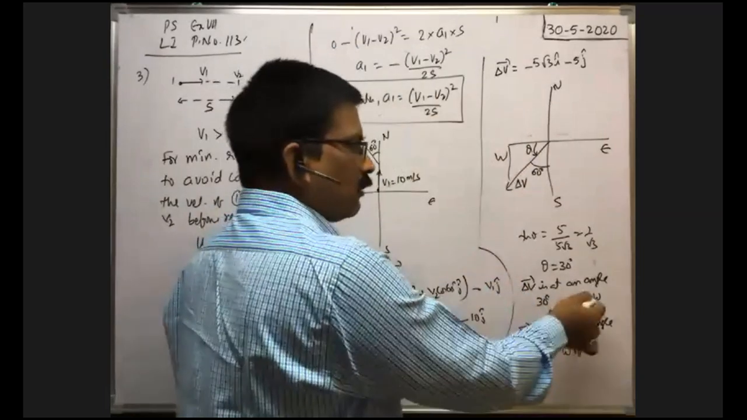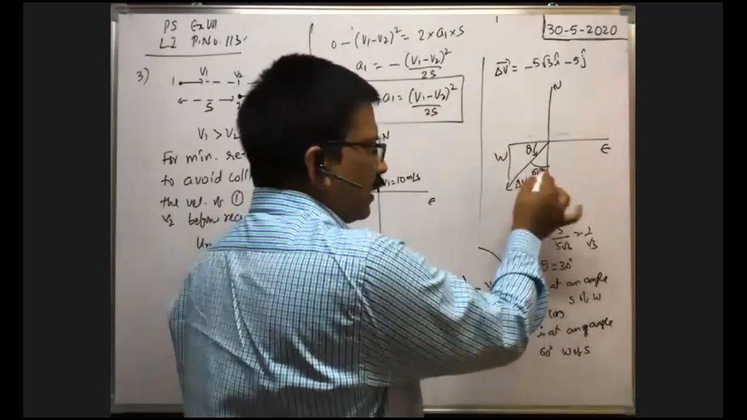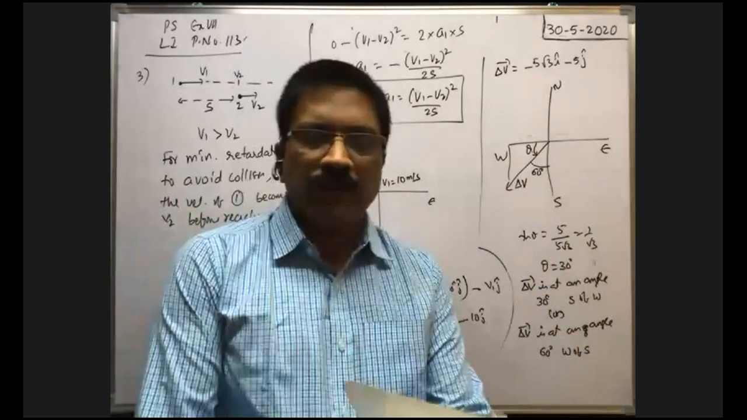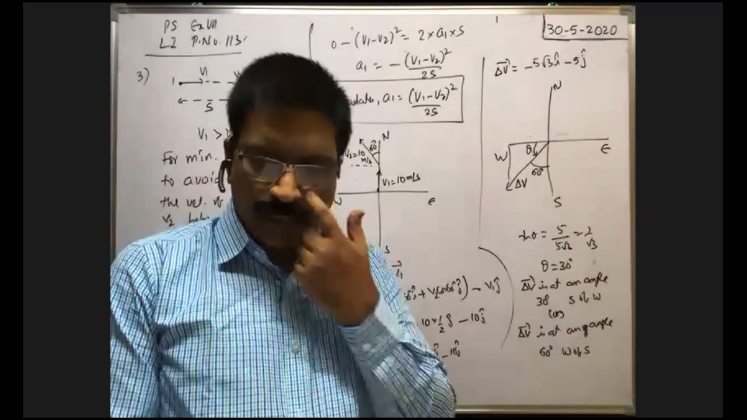30 degree means south of west, but 60 degree means this angle. That's why that can be written as west of south. Okay. So you see the answer. Which option is correct?